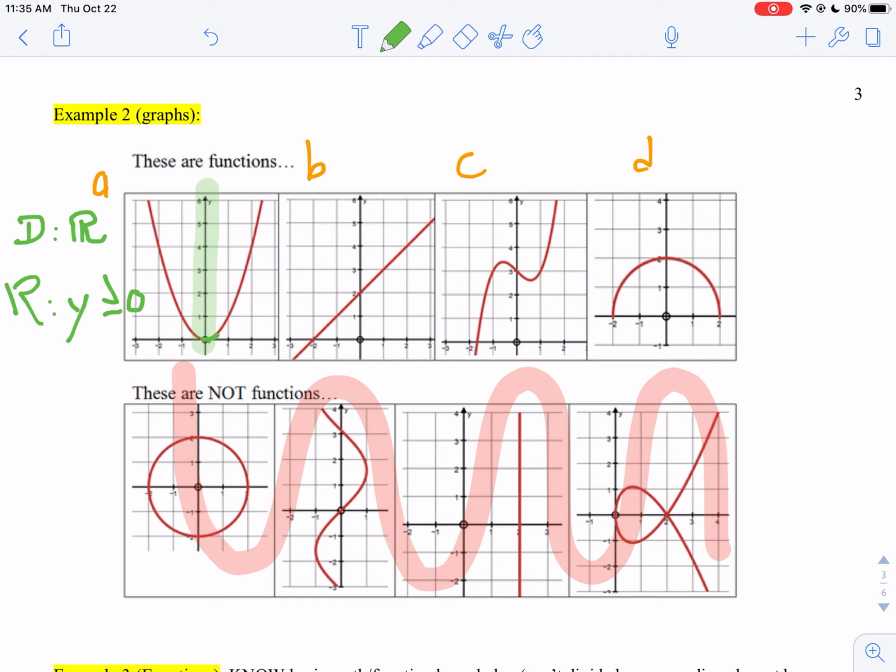For B, you have a straight line. So you know that a straight line, again, if you remember this from your common functions, you know it's all reals for both domain and range. But let's take a look. If you look across the x-axis, that line is just going to keep going in both directions.